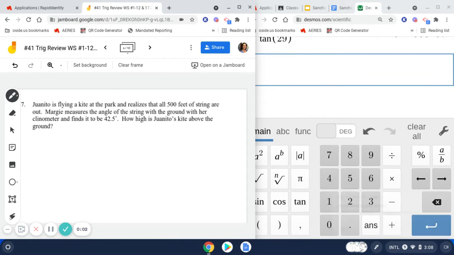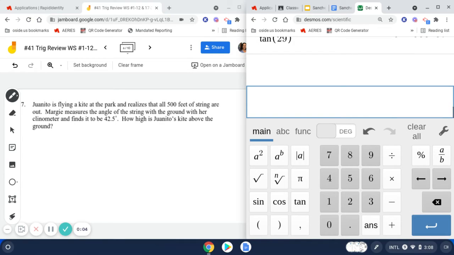Okay, for these last 4 application problems, make sure you still have a Desmos open. And remember that before we identify the trig function, set up the equation and solve it, we have to draw a diagram. For any time we have a word problem, we need to visualize that right triangle that we need to use right triangle trig to solve.